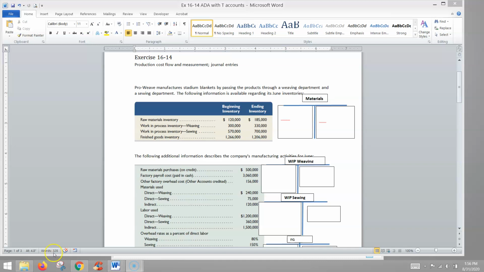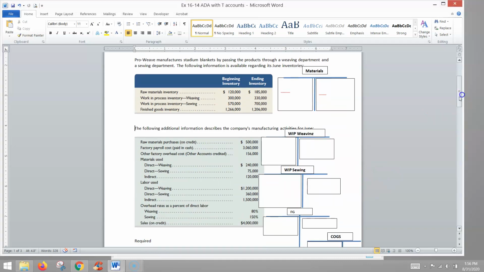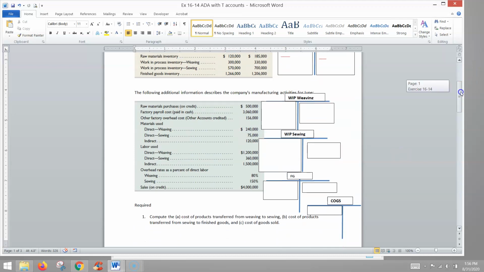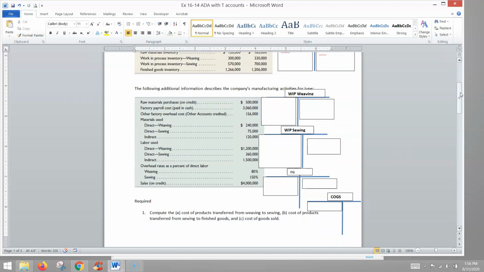The following additional information describes the company's manufacturing activities for June. So it tells us raw materials purchases, factory payroll, other factory overhead costs, materials used, labor used, overhead rates, and it tells us what we sell the product for. So we are asked to compute the cost of products transferred from weaving to sewing, cost of products transferred from sewing to finished goods, which we know as cost of goods manufactured, and then the cost of goods sold.